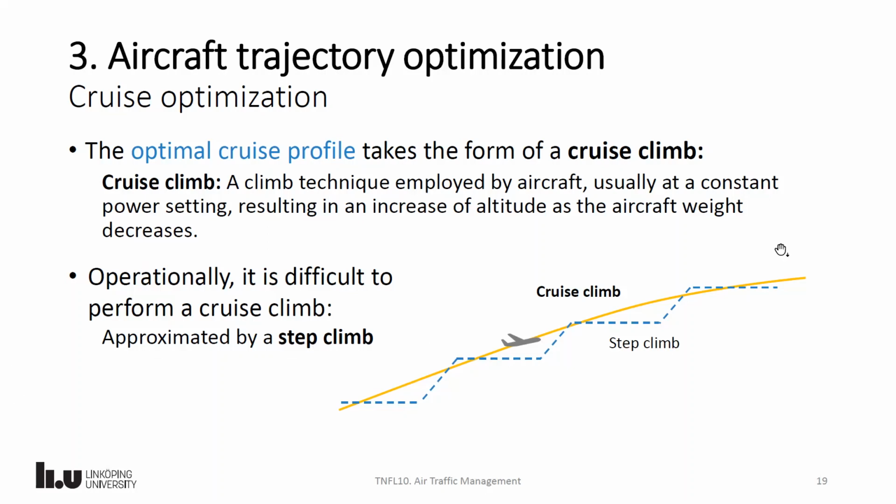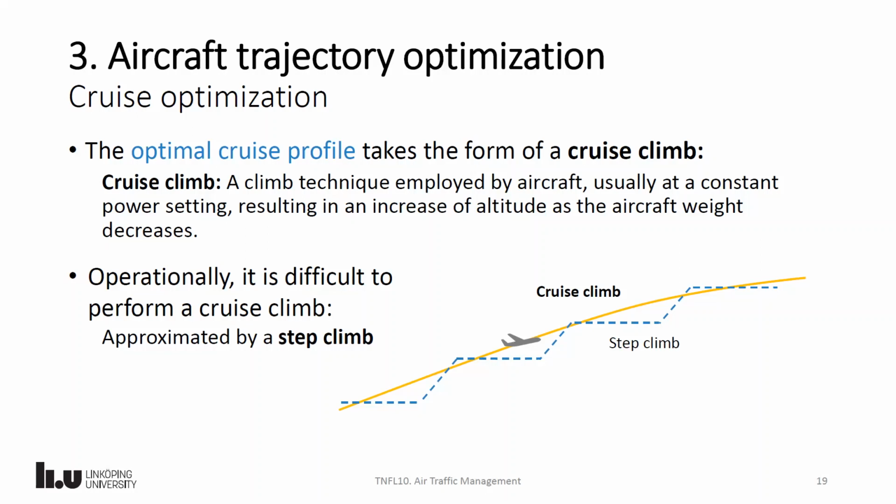In a cruise climb, the aircraft is losing weight because it's spending fuel in its engines, and as the aircraft weight is less, it takes an ascending trajectory. And it has been proven that using this kind of trajectory, the fuel consumed and the time that it takes for the aircraft to fly are optimal. But as you can imagine, this cruise climb is very difficult to perform in an operational environment.